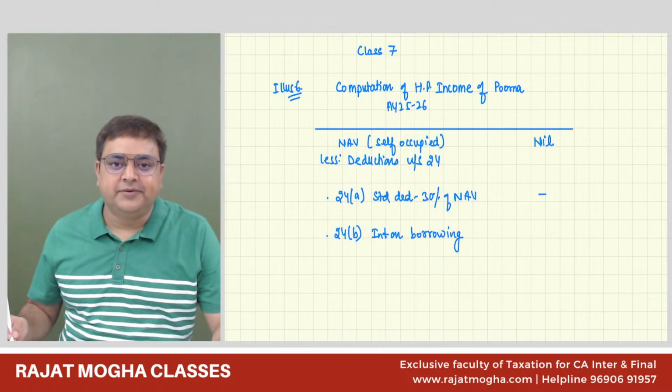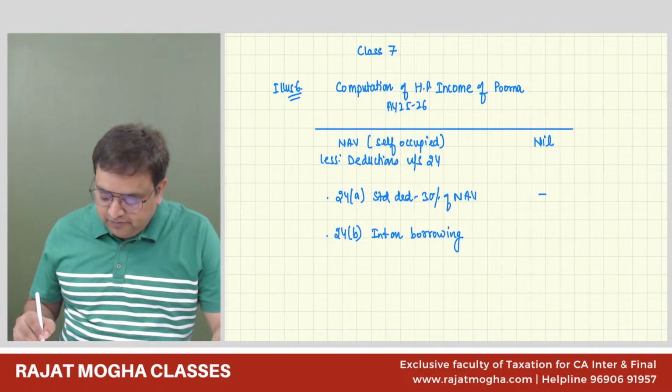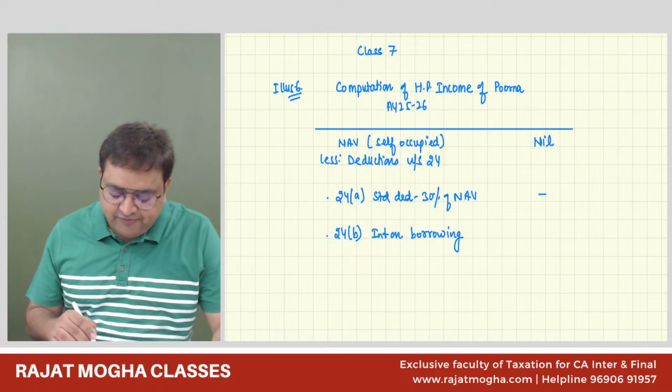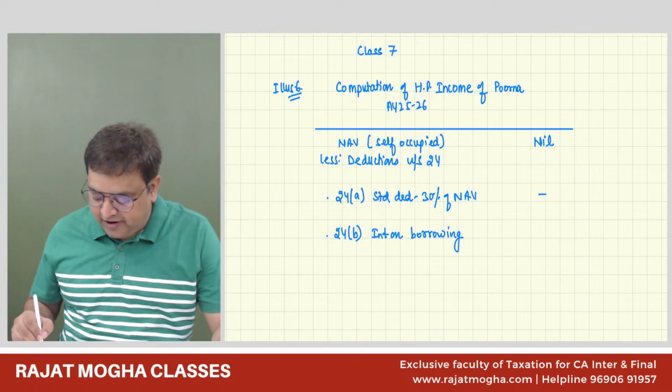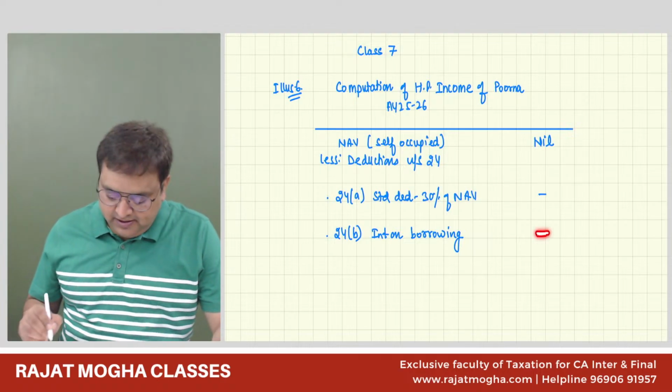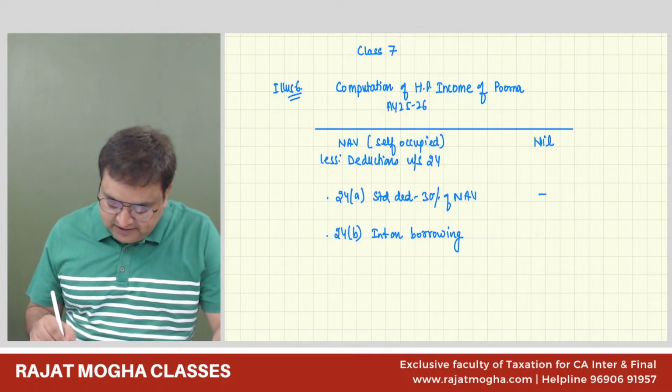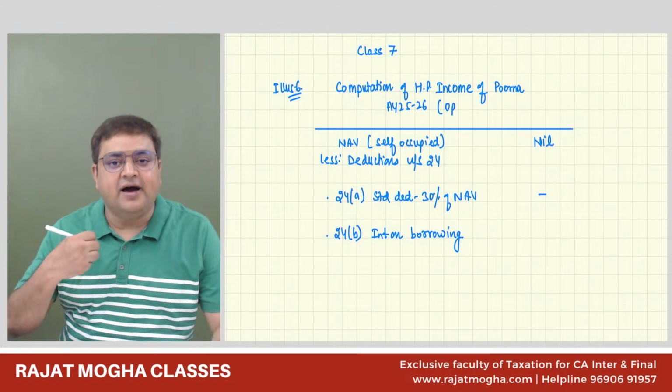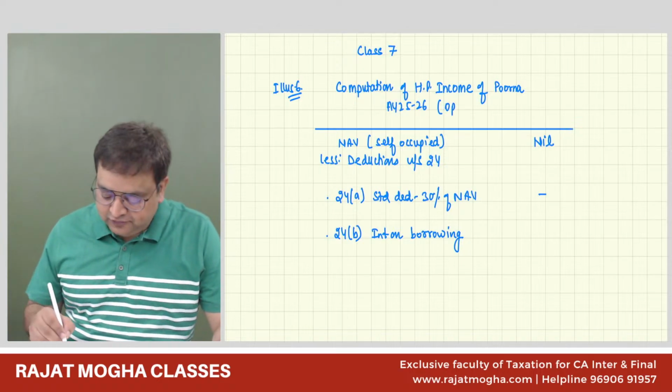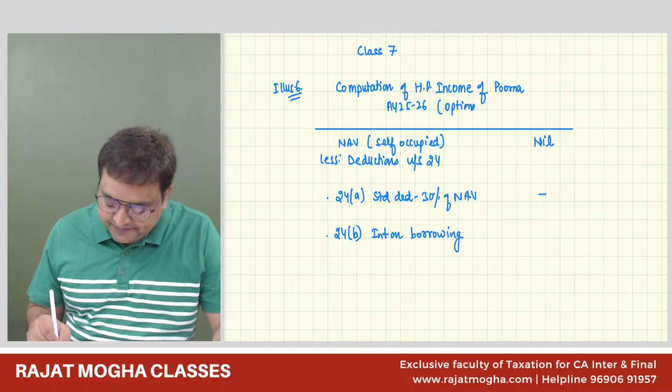Interest on borrowing. And guys, if this person would have been following the default tax regime, I would have taken 0 over here. But since it is given in the question that she has opted out from the default tax regime, she is following the optional regime.